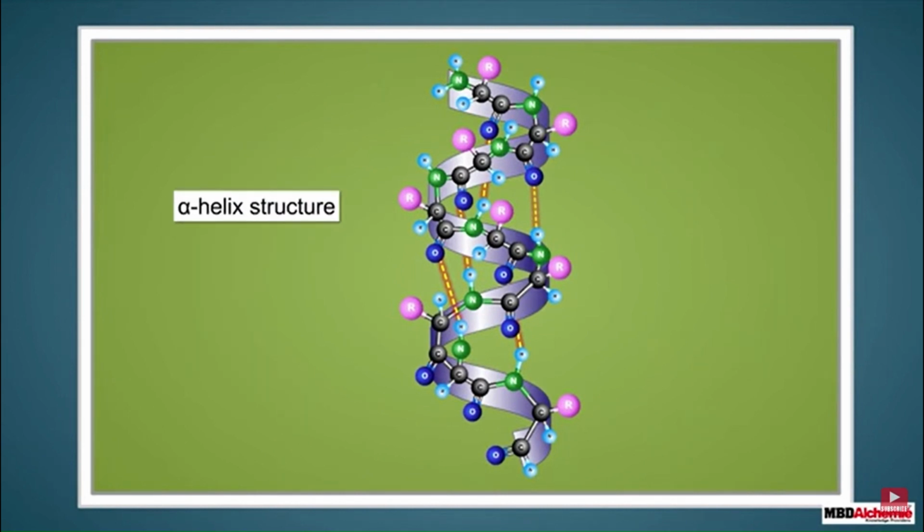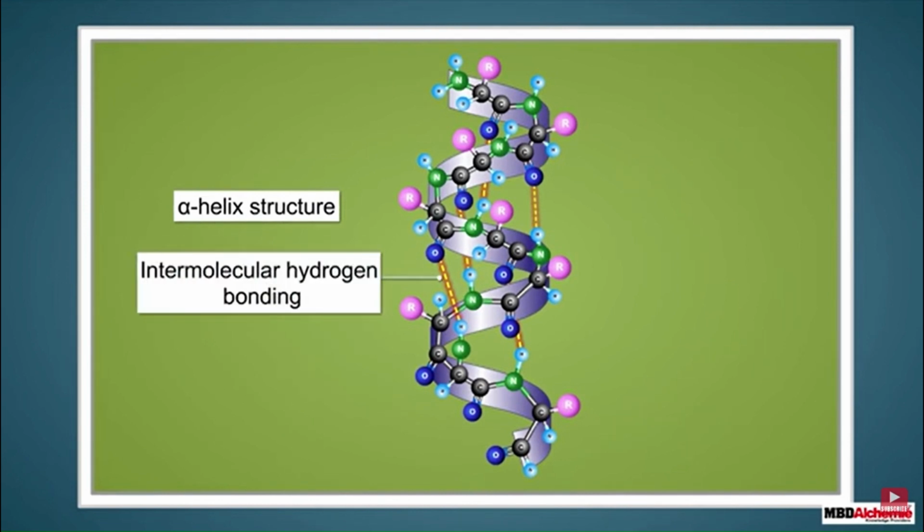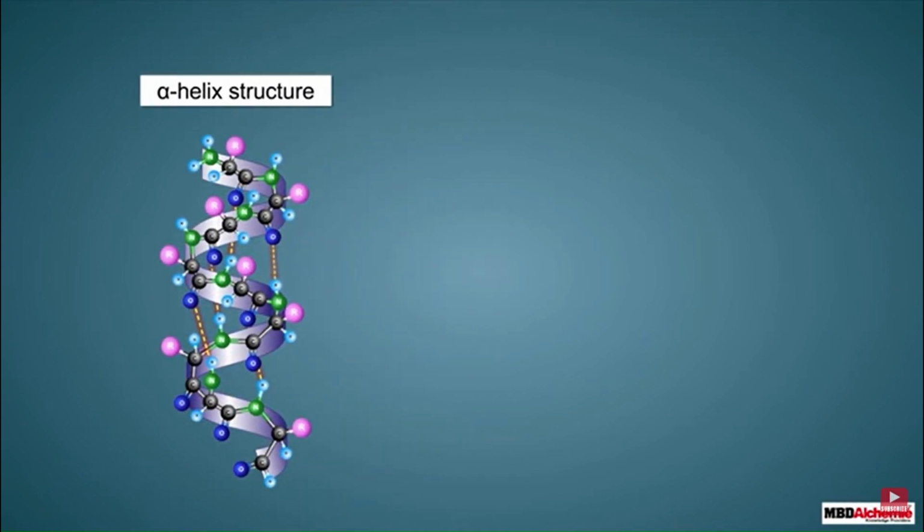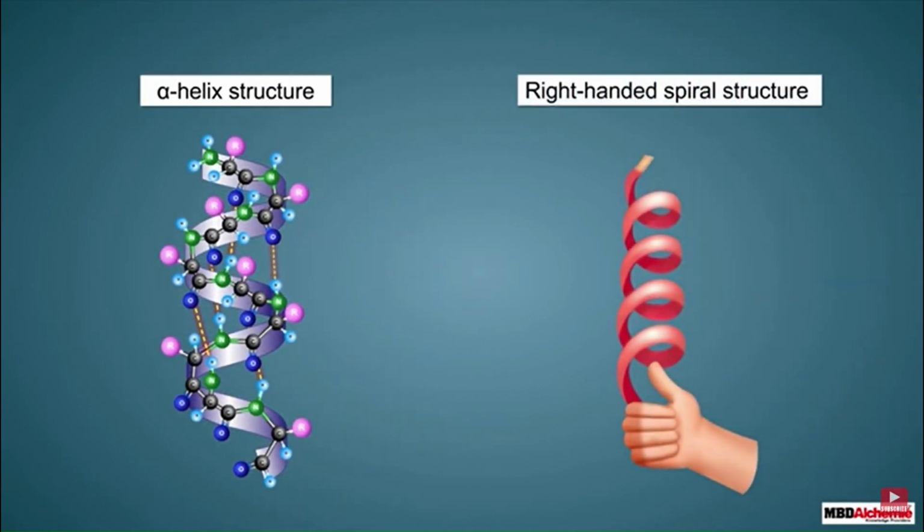As you can see in this structure, the hydrogen bonding is intermolecular that occurs between the amino acids of adjacent turns. This results in the twisting up of the structure into a right-handed spiral structure.